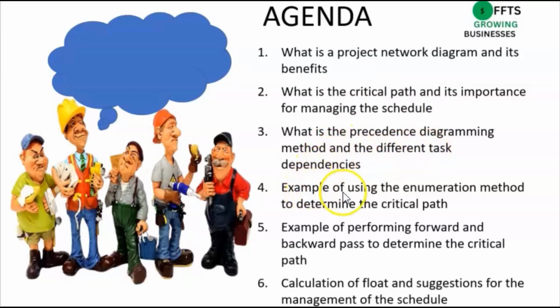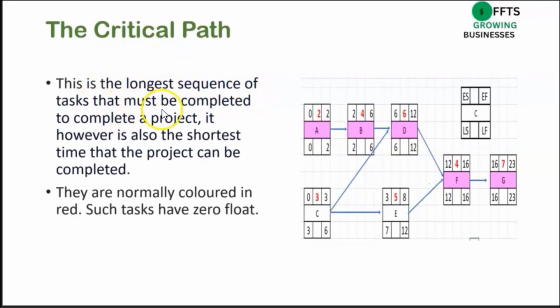We're going to do an example of using the enumeration method to determine the critical path. We're going to do an example of performing forward and backward pass to determine the critical path, and we're going to calculate float and make suggestions for the management of the schedule. The critical path is the sequence of tasks that must be completed to complete a project. It, however, is also the shortest time that a project can be completed.